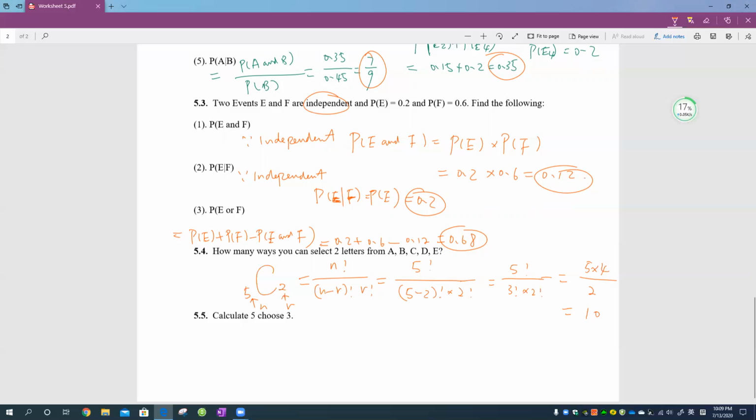So 10 ways. And 5 choose 3. 5 choose 3. That is the same as 5 choose 2, which is 10. So we have that formula. That is n choose r equals n choose n minus r.